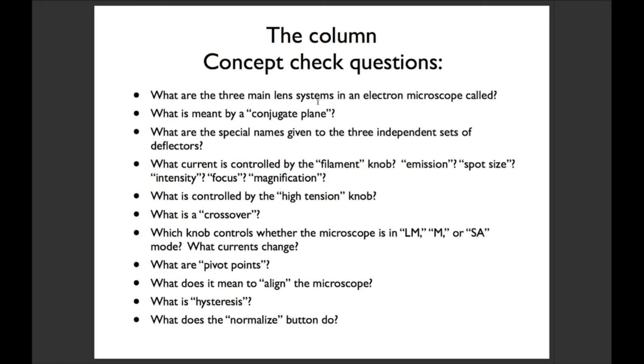Three main lens systems: the condenser lens system, the objective lens system, the projector lens system, and the conjugate planes, or the different planes at which the image is formed after it's magnified through the different lens systems.